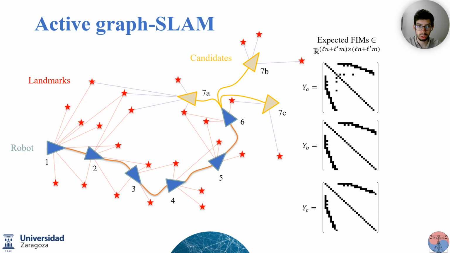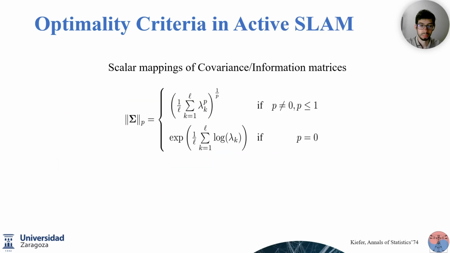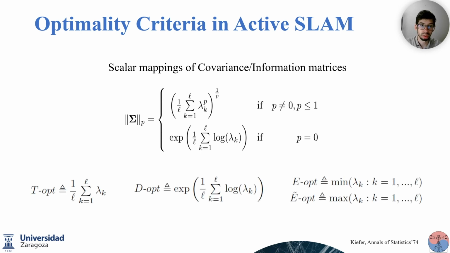For example, using the theory of optimal experimental design and the so-called optimality criteria. These optimality criteria define a set of mappings from the matrix to the scalar space. They are functionals of the eigenvalues of the feature information matrix and serve to easily compare a set of destinations and to select the optimal one. Among the set of optimality criteria, T and D optimality are probably the most known, corresponding to computing the trace and the determinant of the matrix.